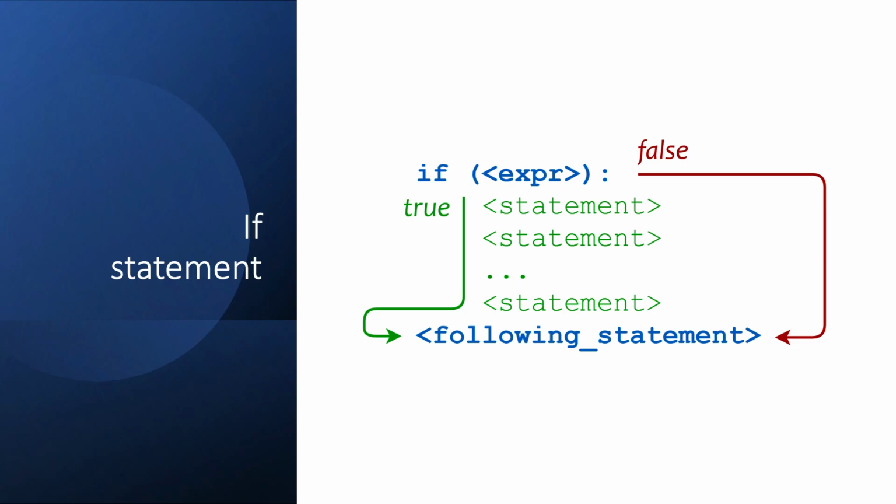If the condition expression evaluates to true, the program executes the block of statements indented within the if statement. These statements are executed sequentially, as indicated by the green arrow pointing from one statement to the next. Once all the statements within the if block have been executed, then the program continues with the following statement outside the if block. Now, if the condition evaluates to false, the program skips the entire block of statements inside the if statement and directly proceeds to the following statement, as indicated by the red arrow bypassing the block of code.